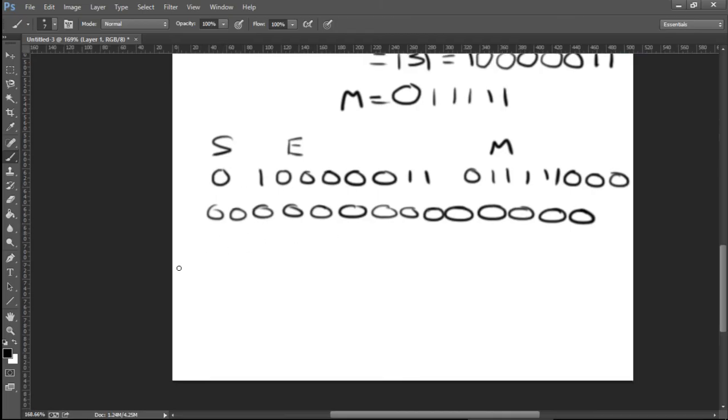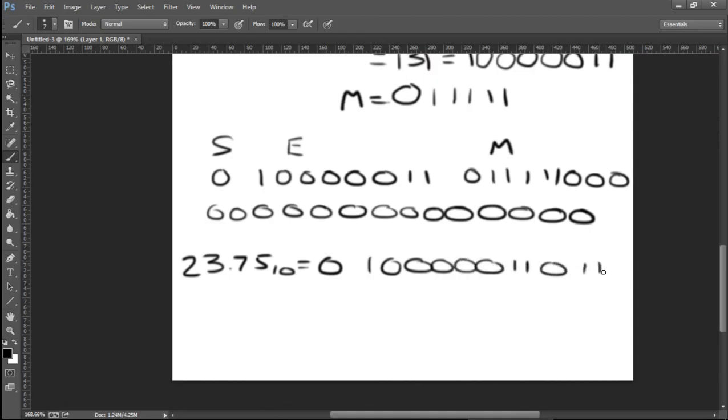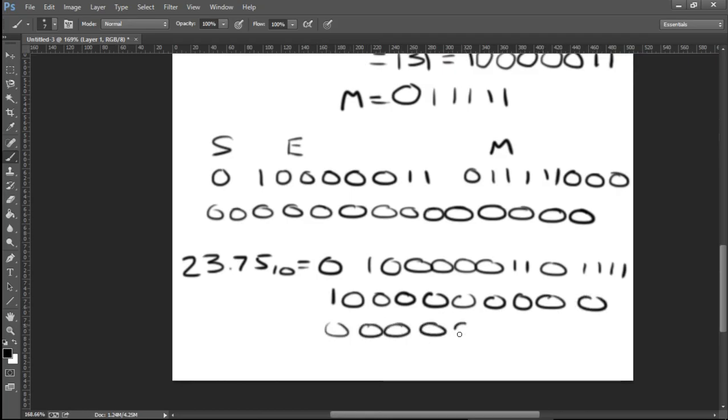So 23.75 equals all this. In an exam, I would write 23.75 to the base 10 equals 0 10000011 01111100000000000000000. And that is our answer, base 2. That is how you convert a decimal number into a floating point number. Good luck, guys.